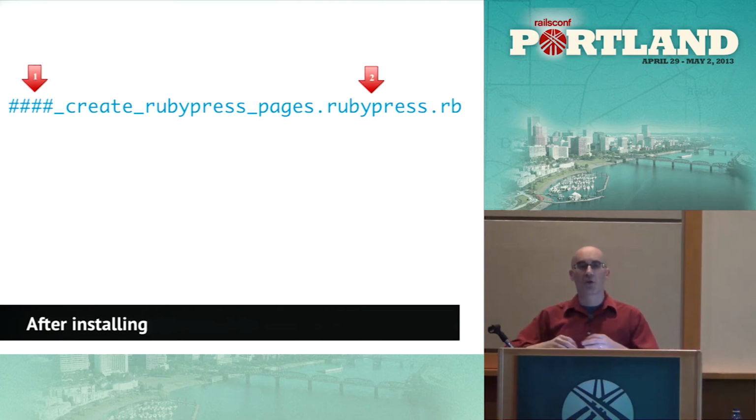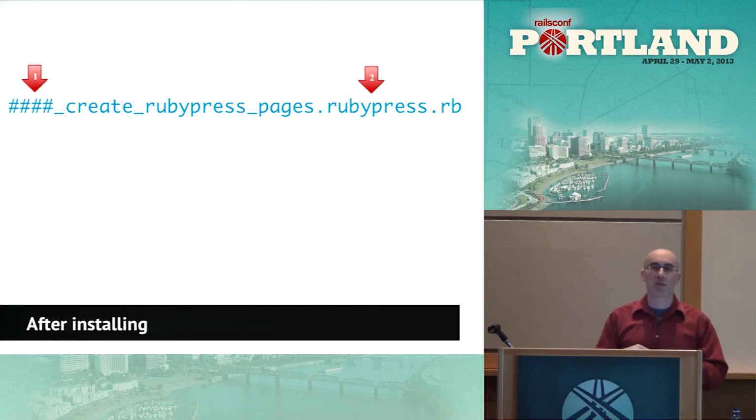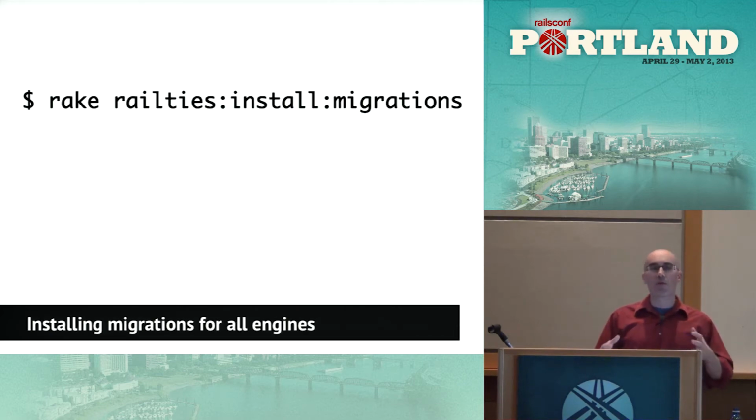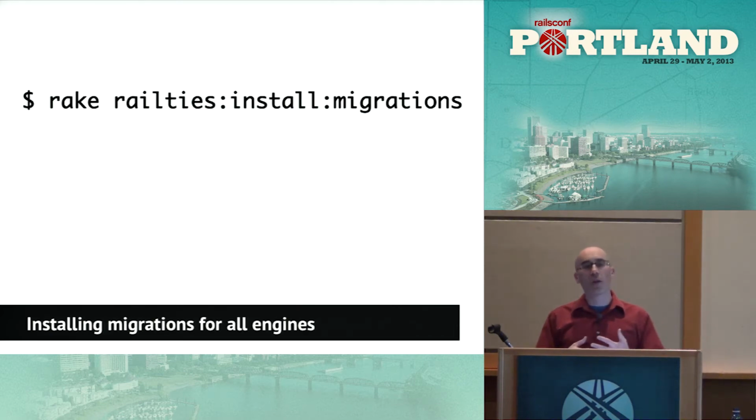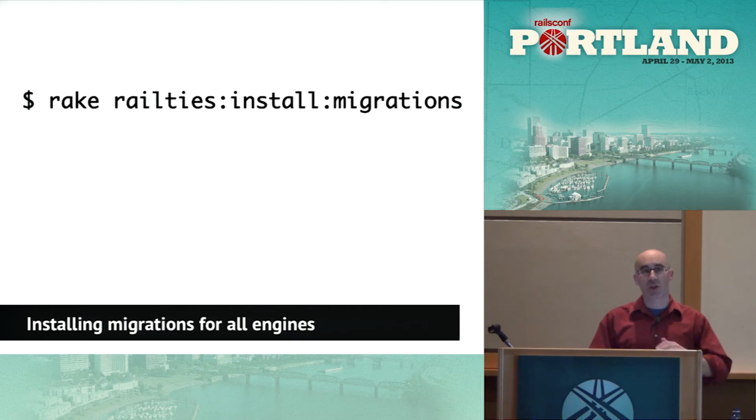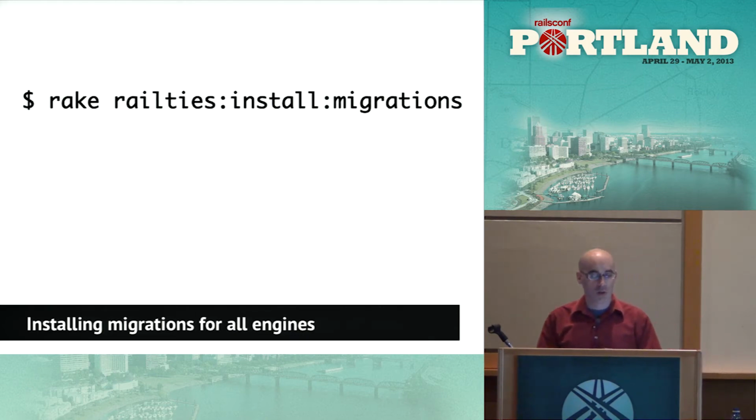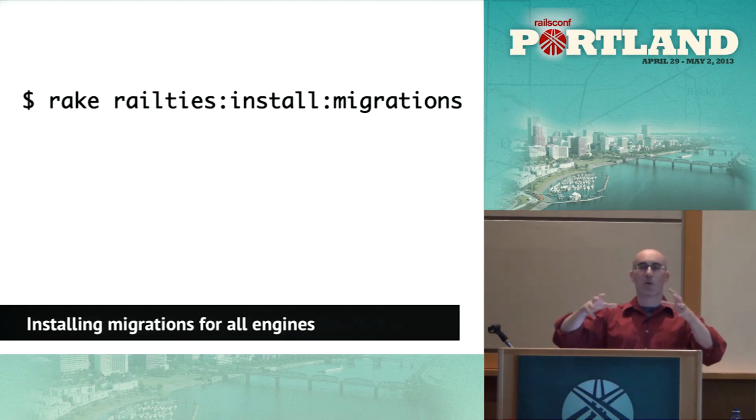And that's going to be nice because you're going to have an easy way to scan through and see, OK, these are the migrations and what engines these things are coming from. Now, if you have a number of engines and you want to get all the migrations all at once, there's also this rake task, which is just going to copy everything across, which is good if you want to set up a bunch of engines all at once and then just install them.